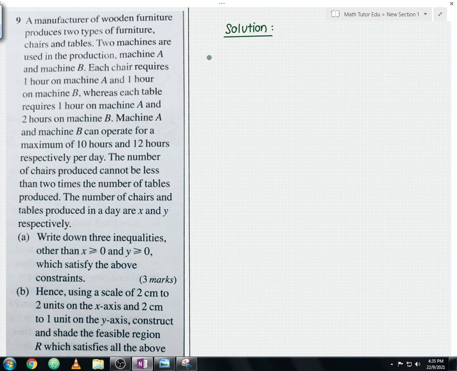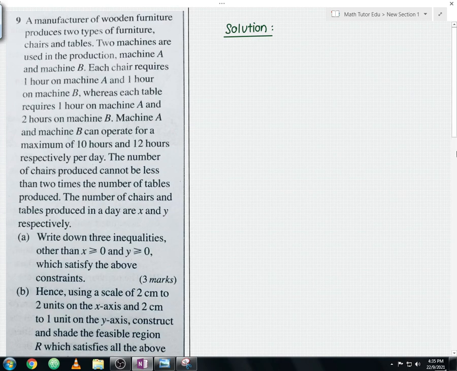Machine A and machine B can operate for a maximum of 10 hours and 12 hours respectively per day. The number of chairs produced cannot be less than 2 times the number of tables produced. The number of chairs and tables produced in a day are X and Y respectively. So for the question part A, write down 3 inequalities other than X more than or equal to 0 and Y more than or equal to 0 which satisfy the above constraints.